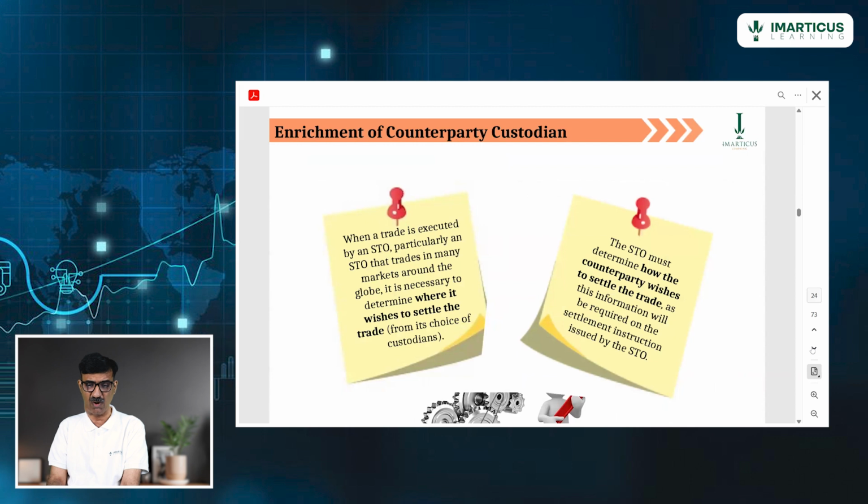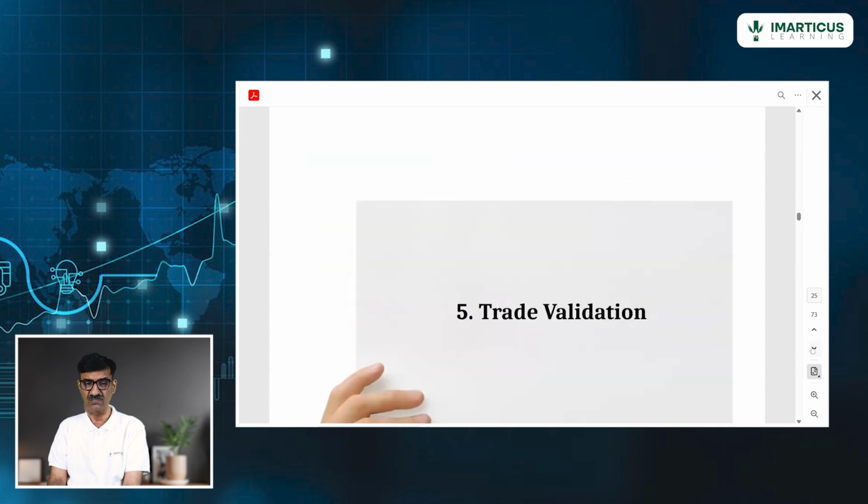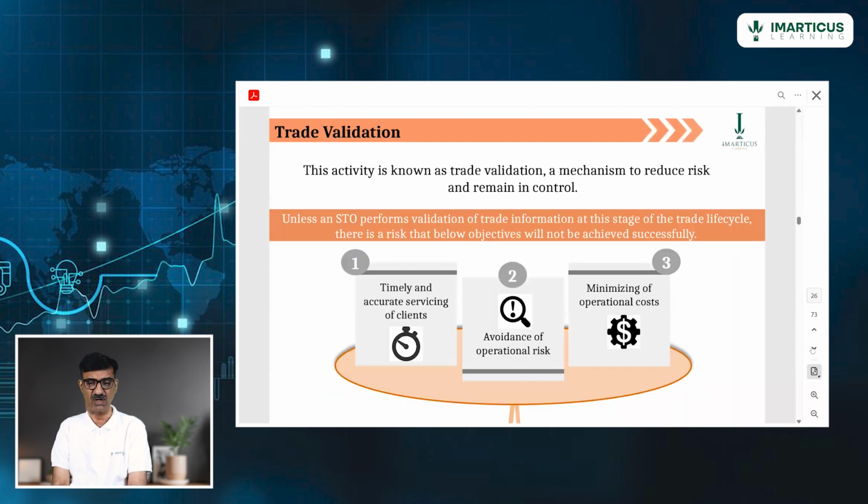Enrichment, when we talk about, it is always there for value addition, as I told you, legalities. Next step in middle office is trade validation. When we talk about validation, it is nothing but risk management, minimizing the risk, reducing the risk. You are going to service your client timely. You are going to avoid operational risk. You are going to minimize the cost.